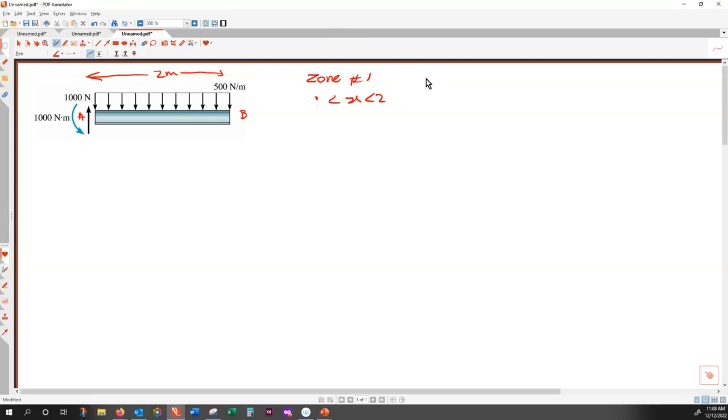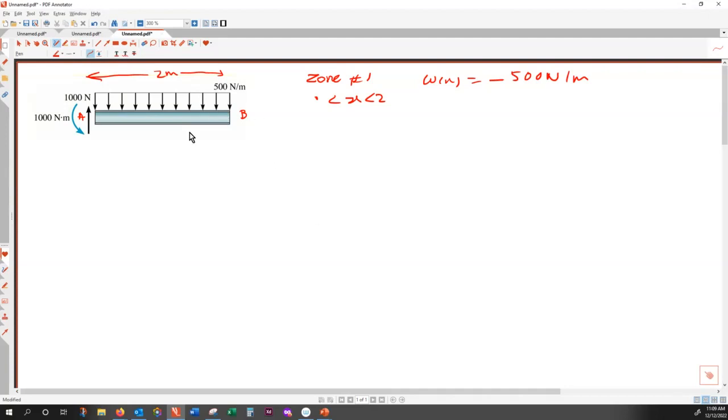First thing first, I need to write an expression for w. So who can tell me what is the w of x? w of x is constant, but that constant is negative because it's pushing down. That is minus 500 Newton per meter. That's a key step. If you can't identify w correctly, you won't be able to find V of x correctly. You won't be able to find M of x. So it's a very fundamental step. In this case, that is a constant. In the previous case, that was linear. In the one before that, w of x was 0. So here, the non-zero is a constant, and it's negative.